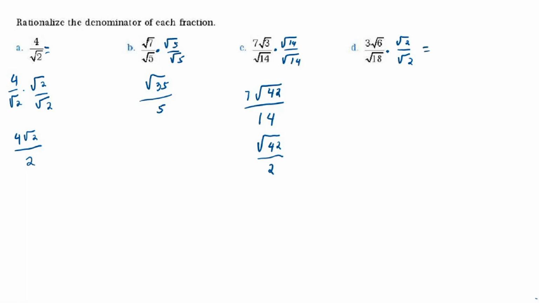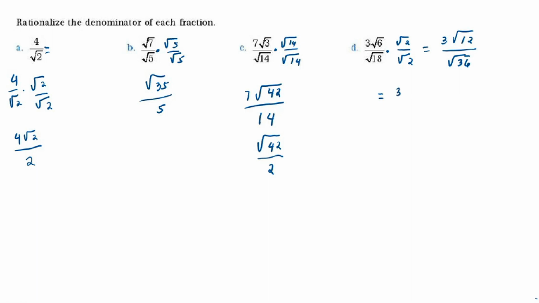Multiplying this, we have now 3 times square root of 6 times 2, which is 12, all over square root of 18 times square root of 2, which is the square root of 36. The denominator now is a perfect square because we rationalized the denominator, and that is our target, to make the denominator become a perfect square.